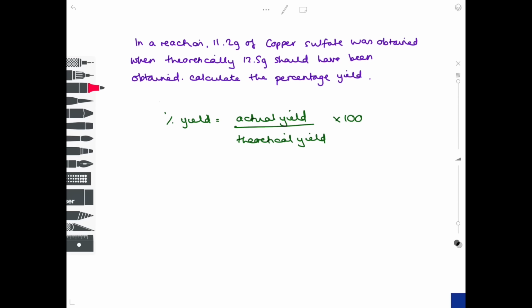Now we're looking at percentage yields. So for example, in a reaction 11.2 grams of copper sulfate was obtained when theoretically 12.5 should have been obtained. Calculate the percentage yield. So you just need to use this equation here, which is percentage yield equals actual yield over theoretical yield times 100. So the actual yield here was 11.2, the theoretical one was 12.5, multiply it by 100, and you get a value which is 89.6%.